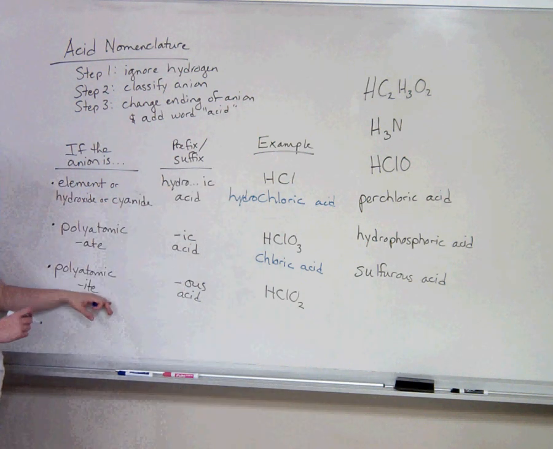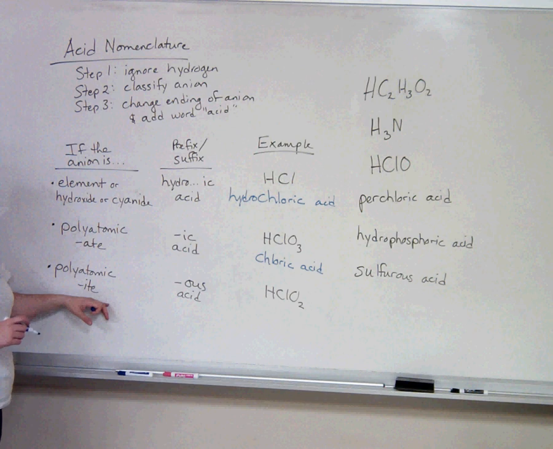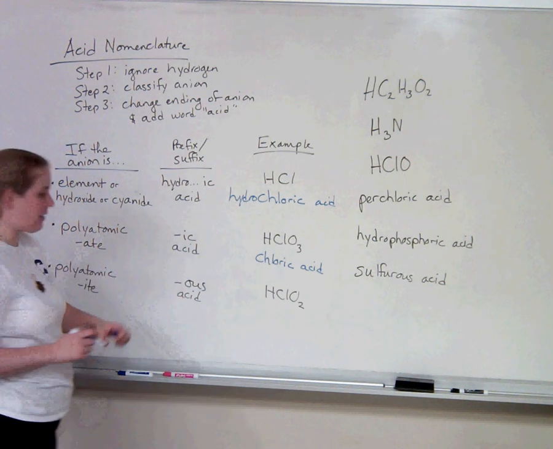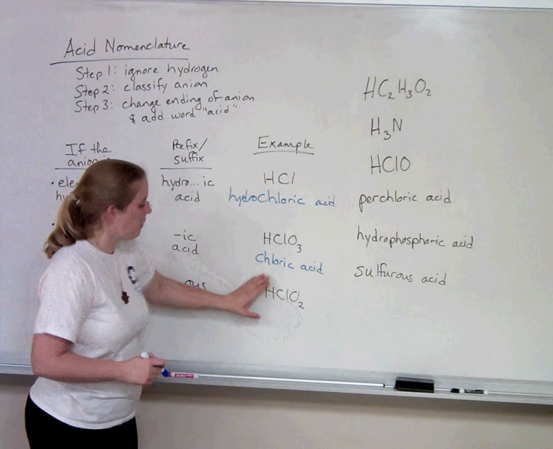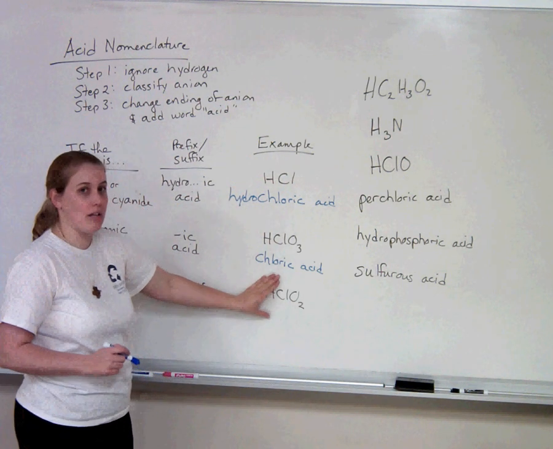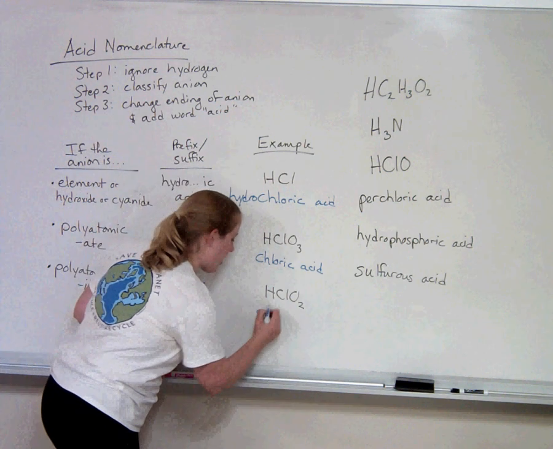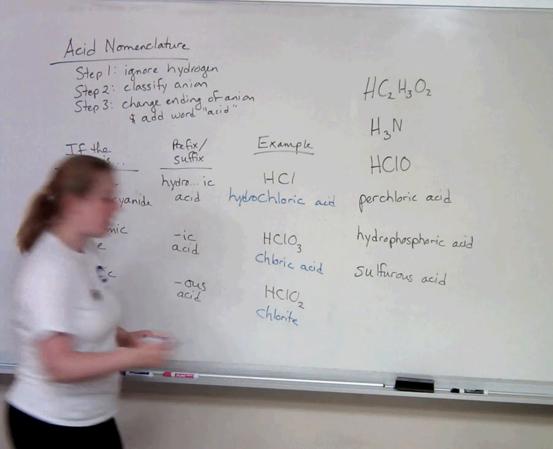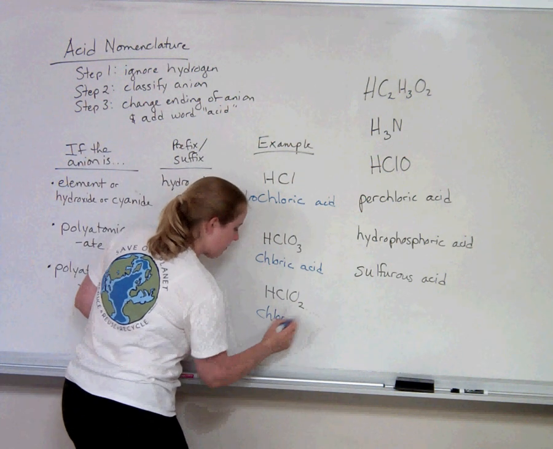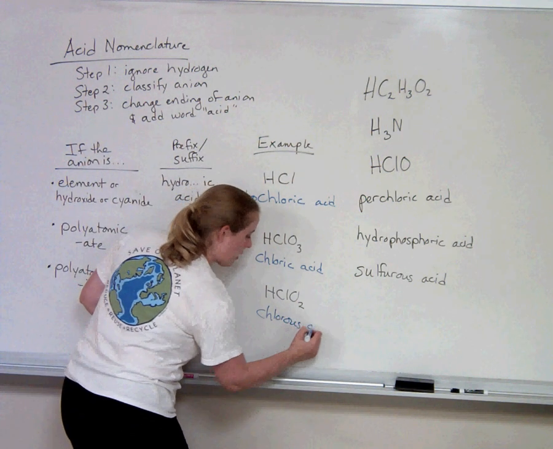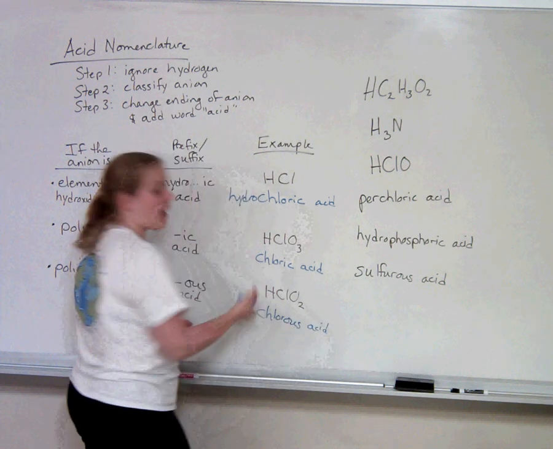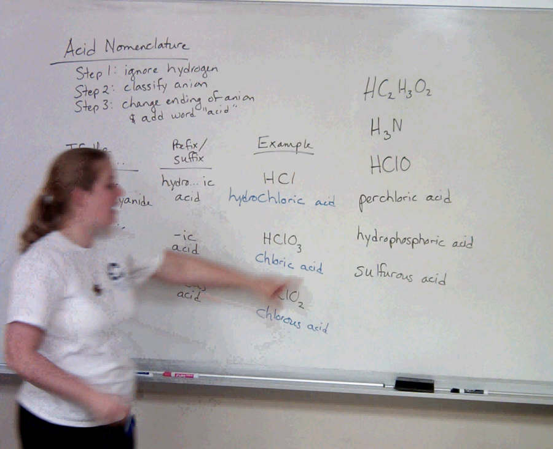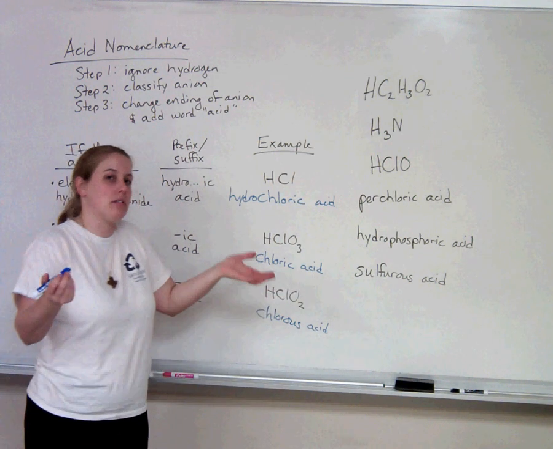All right, the last possibility is that you have a polyatomic that ends in ite. In that case, you change the ite to ous and add the word acid. For example, this one. We ignore the hydrogen, we have a polyatomic left. That polyatomic is called chlorite. So we change that ite to ous and add the word acid. The word acid indicates that there's a hydrogen there. So we don't have to name the hydrogen because when we say it's an acid, we know that there's a hydrogen because that's the way that acids are.